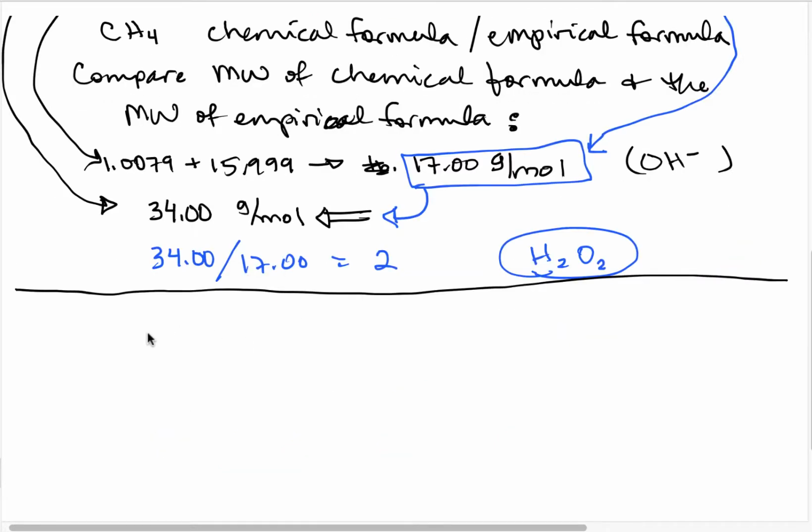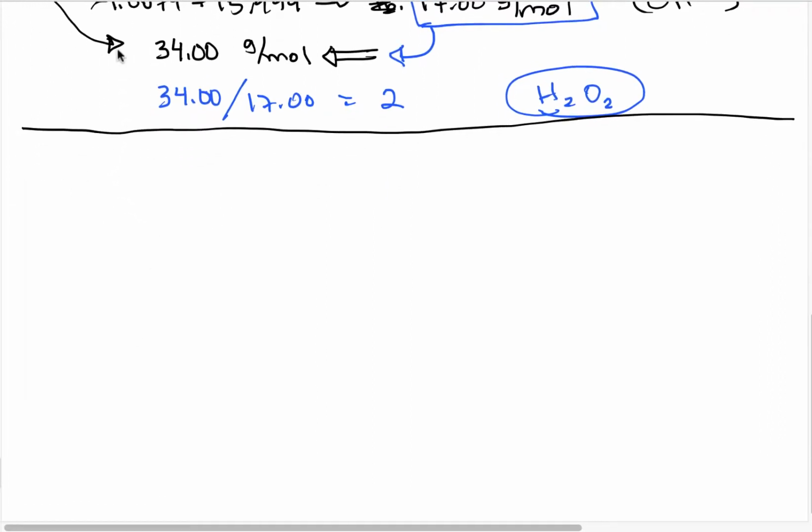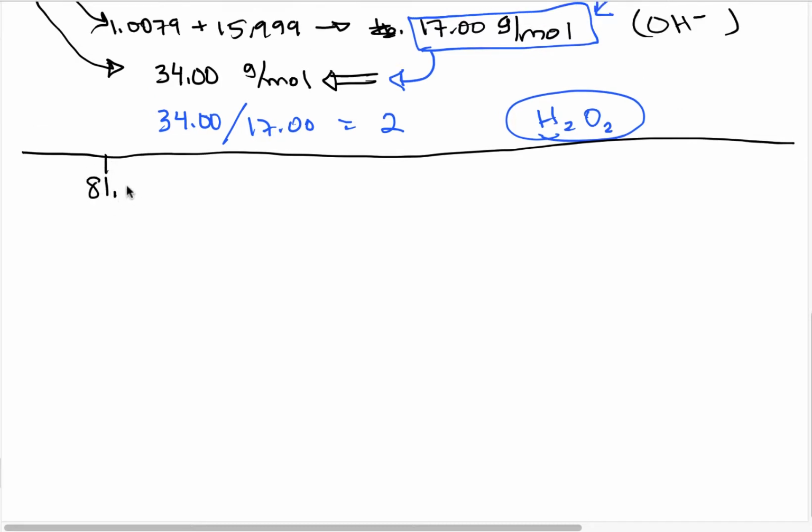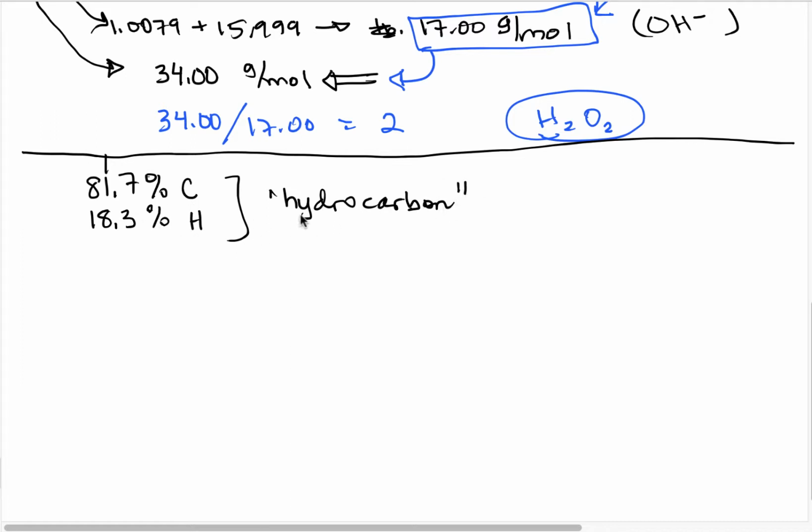So let's go through a whole example of figuring out what the empirical formula was for a compound. Let's say that we have some information about the compound. We know that it is 81.7% carbon and 18.3% hydrogen. And this means that this compound is what we call a hydrocarbon. It's made of only hydrogen and carbon, and these are really commonly fuels.